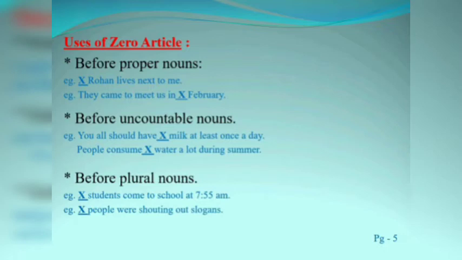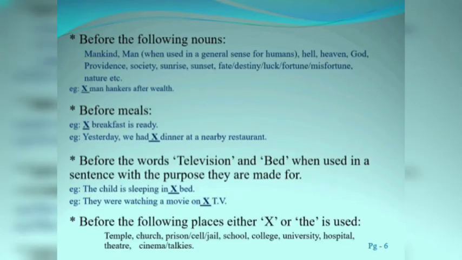Next rule says before the following nouns, mankind, man, when used in a general sense for humans, when the word man is used in a general sense for the human race, we don't use any article before it. Next words: hell, heaven, God, providence, society, sunrise, sunset, fate, destiny, luck, fortune, misfortune, nature. Before these words, we are not going to use a, an or the.